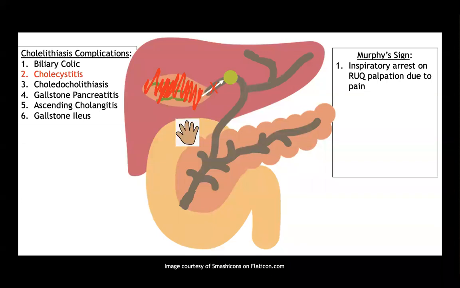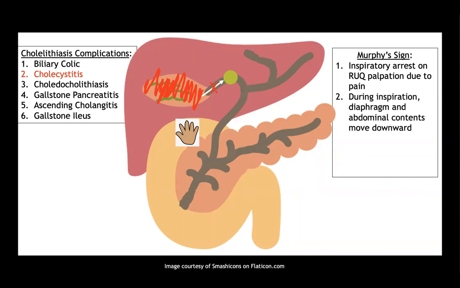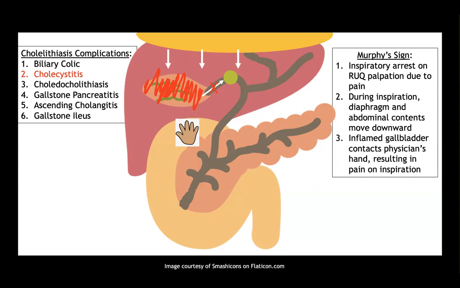In Murphy's sign, the provider will put their hand in the right upper quadrant below where the gallbladder is. When you take a deep breath, your lungs are expanding and all your abdominal contents are getting pushed down as that diaphragm moves down. Part of what's getting moved down is our gallbladder. When this inflamed gallbladder makes contact with your hand, that's going to cause a really severe pain. So during that deep breath, they're going to basically stop breathing very quickly because of that pain.